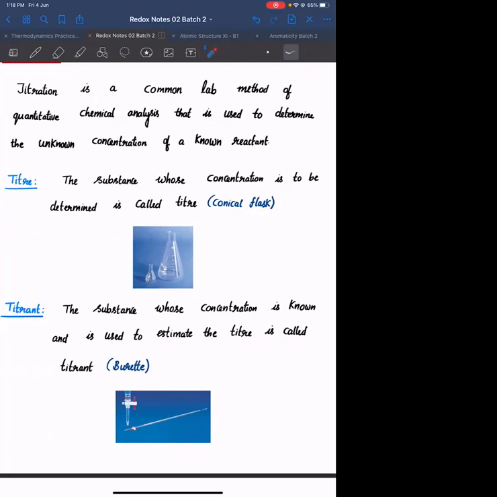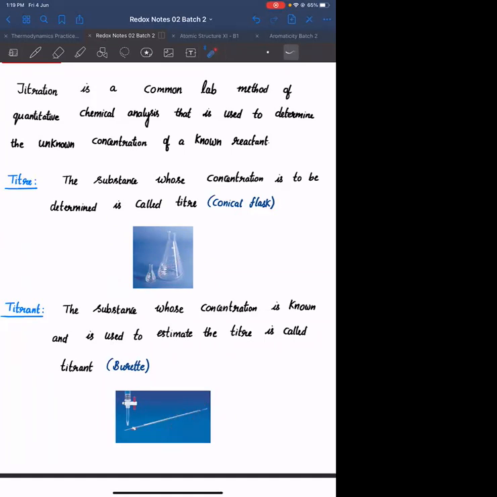Whenever the color is changed, we will stop the reaction. Stop the reaction matlab we will no longer introduce the titrant into this conical flask. तब तक जितना भी आप वॉल्यूम ऐड किया है, that is the volume of the titrant used. इसके अंदर जितना भी वॉल्यूम लिया है, that is the volume of the titer. इसका कॉन्सेंट्रेशन हमें ऑलरेडी पता है, इसका वॉल्यूम पता है एंड इसका कॉन्सेंट्रेशन ऑलरेडी पता है. So N1V1 we will be equating that to N2V2.